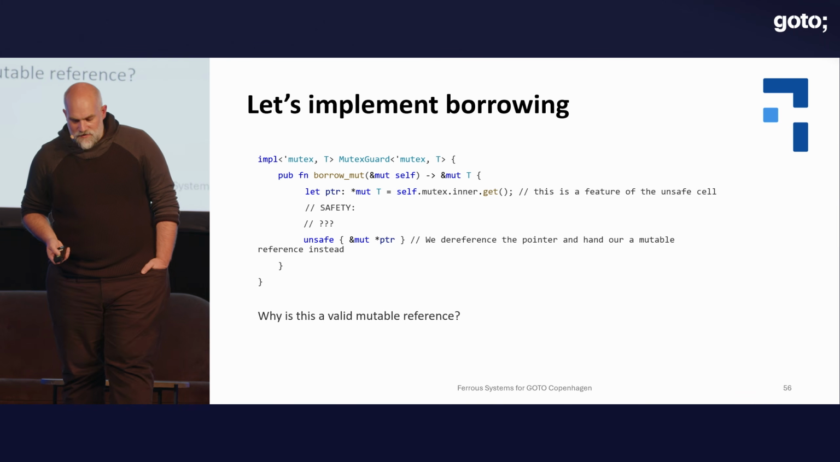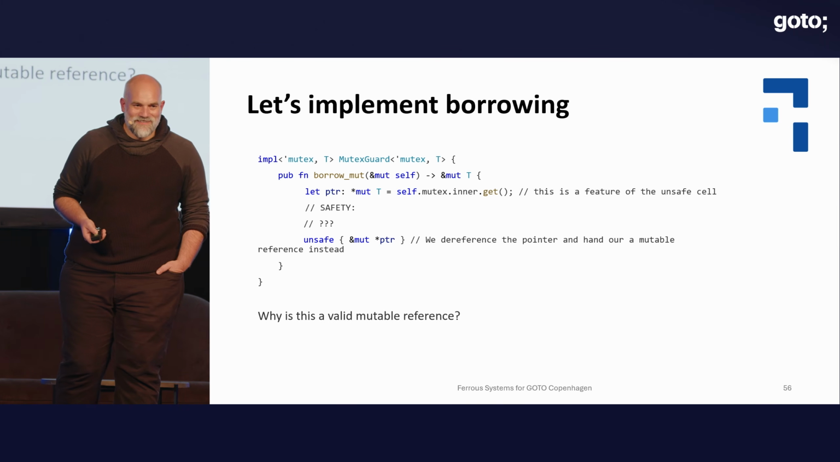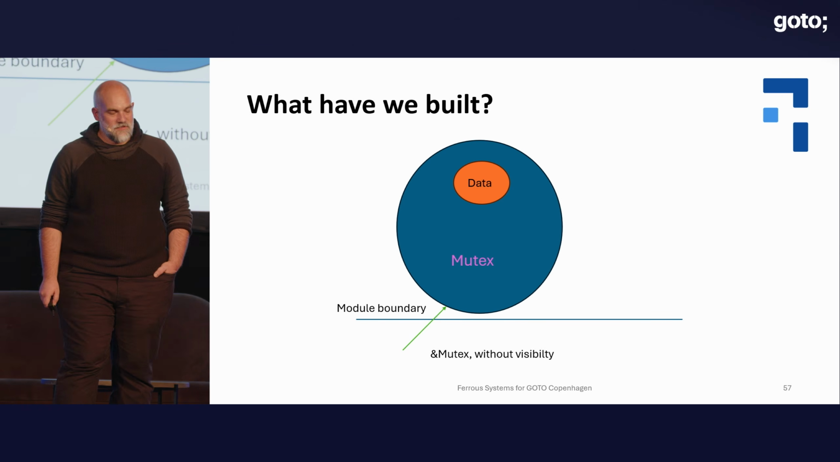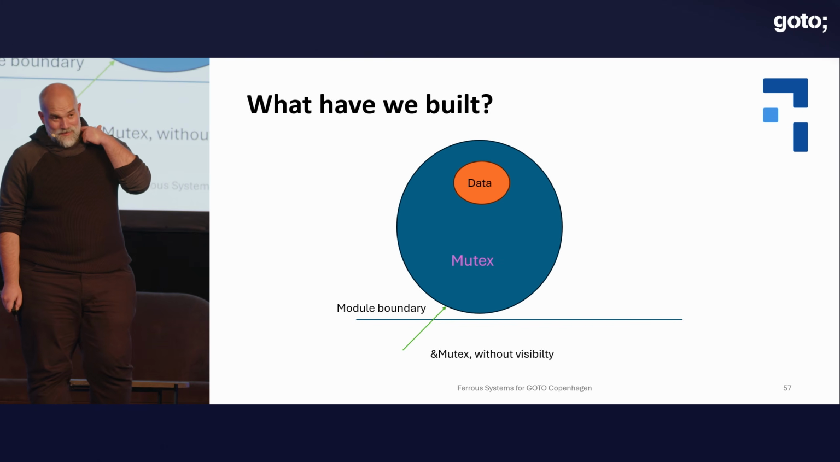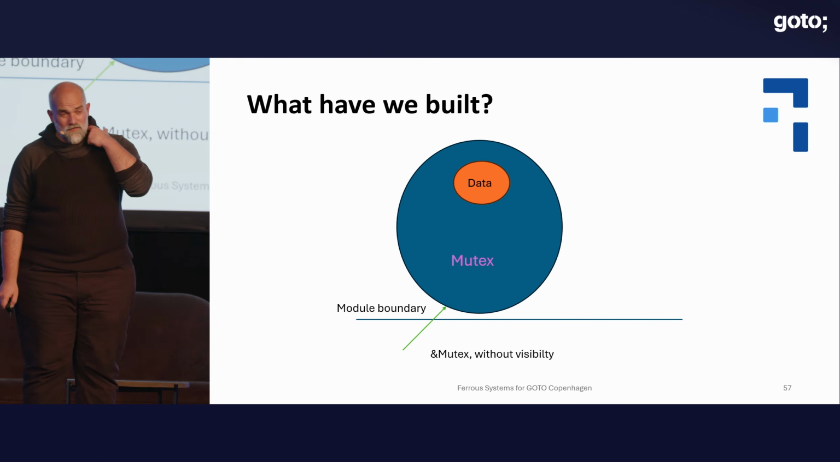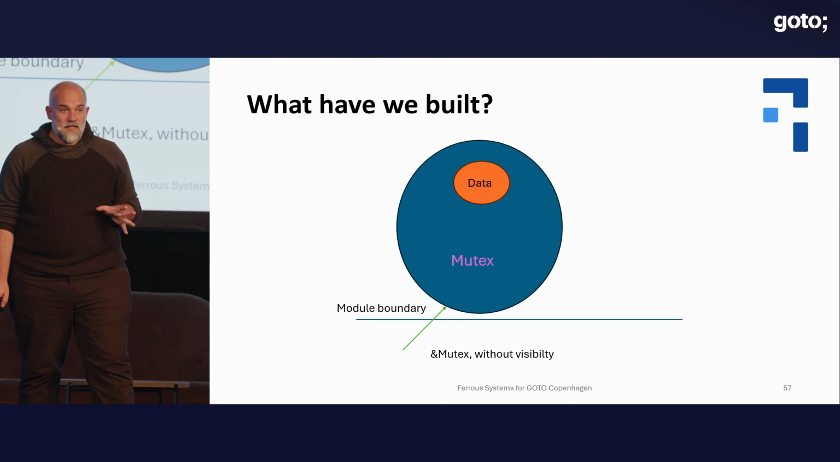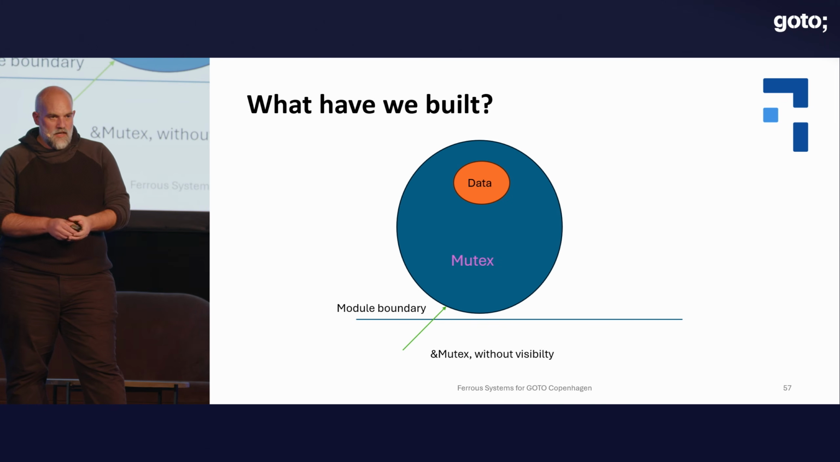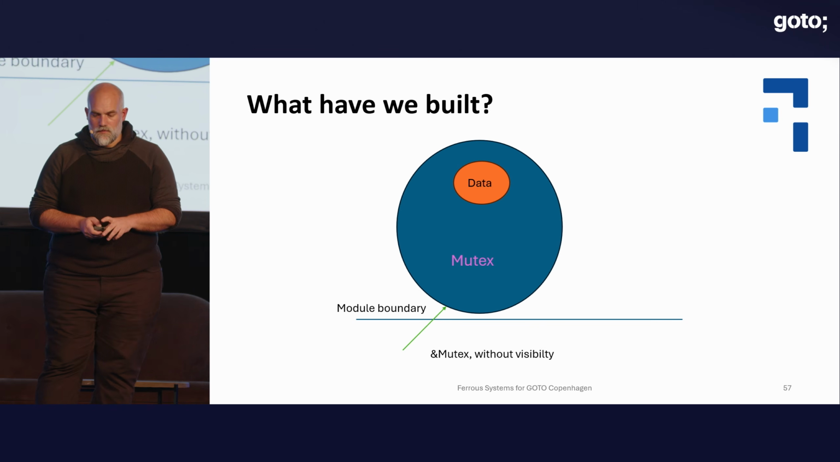The big question here, on top of that comment, is safety. Why is this a valid mutable reference? So what have we built? In not that many lines of code, we have built a data structure, Mutex, that owns the inner data that we want to lock. From the outside, we have an immutable reference to that mutex.